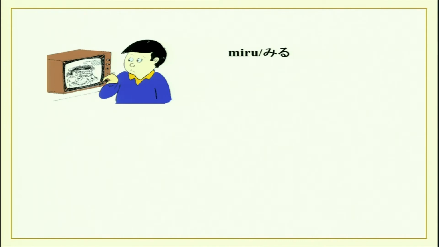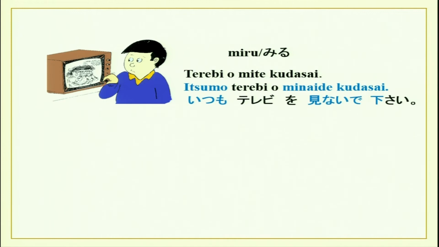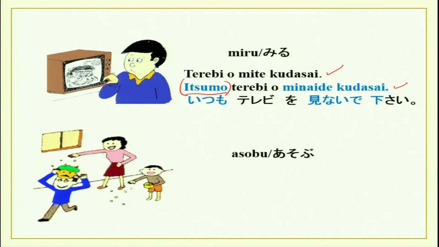Now we have miru over here. Miru means to see or to watch. Terebi o mite kudasai. Very, very clear. Please watch television. Itsumo terebi o minai de kudasai. Itsumo is always. So always terebi o minai de kudasai. I am sure that's what your mother tells you all the time. So you will remember this, minai de kudasai.